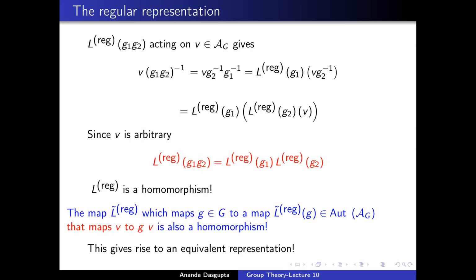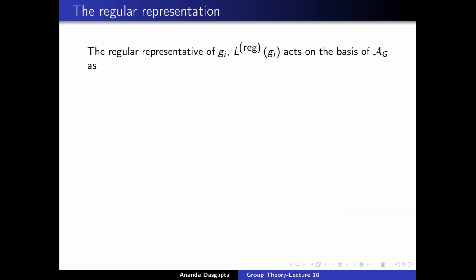And to find out the corresponding matrix, what we need to do is to figure out what L_reg(Gi), a specific linear transformation, does when it acts on the basis of curly AG. Now, as I said, one of the obvious choices for the basis of curly AG are nothing other than the group elements themselves, that is G1, G2, G3 and so on. So we are asking ourselves, what does L_reg(Gi) do to an element Gj?